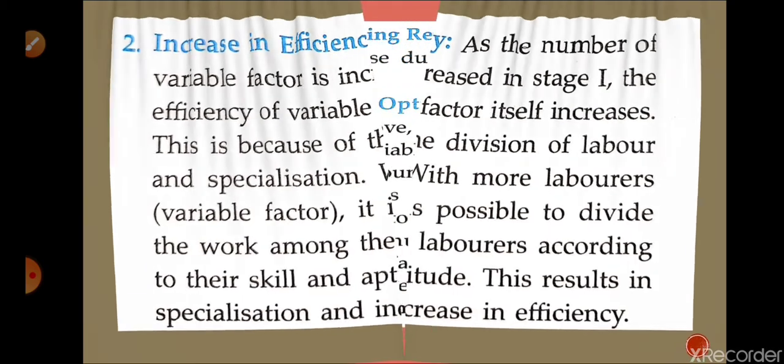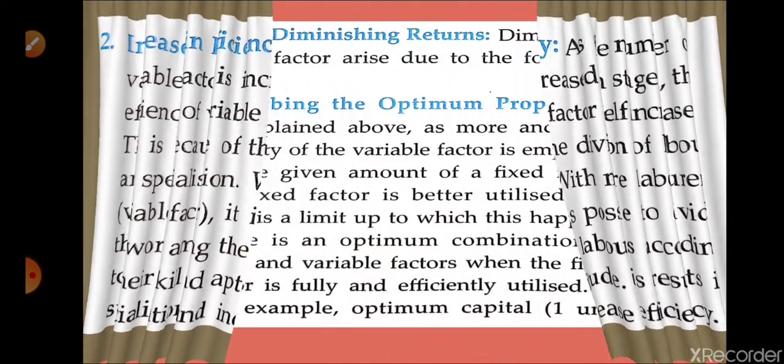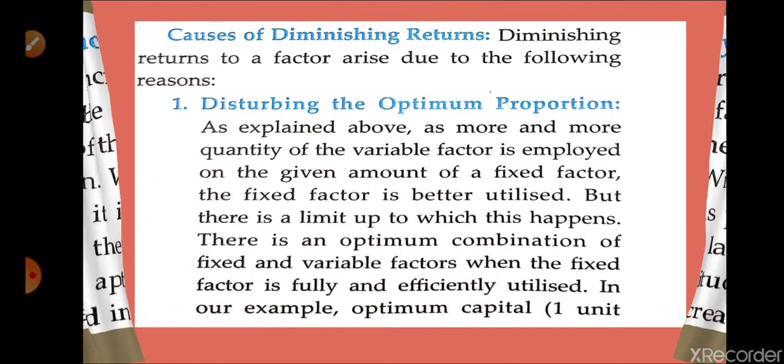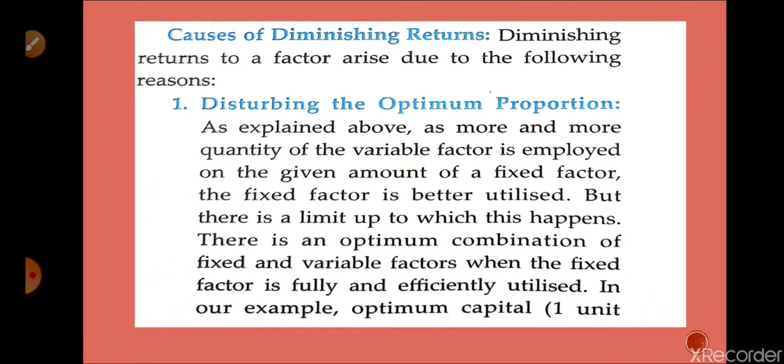So I hope you have understood both topics. First one, fuller utilization. Second one, increase in efficiency. These two are the main causes for increasing return, or for increasing TP at an increasing rate, in the first stage. Now we are going to discuss the second stage, known as the cause of diminishing return. So diminishing return is the second stage.